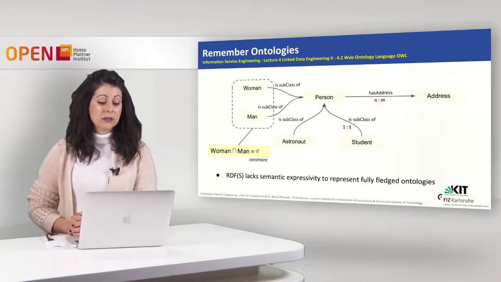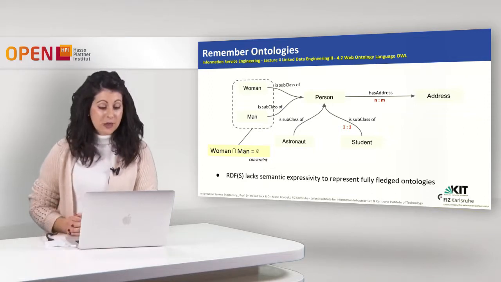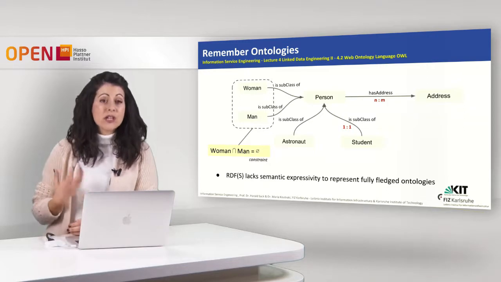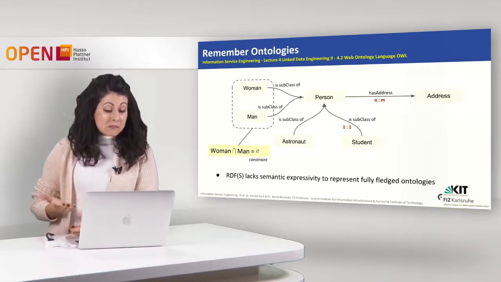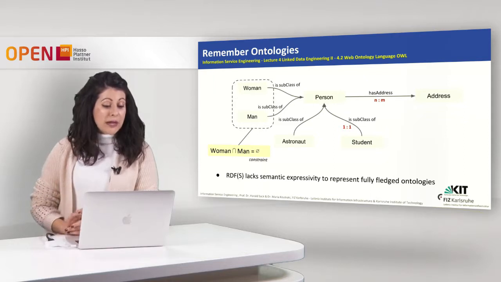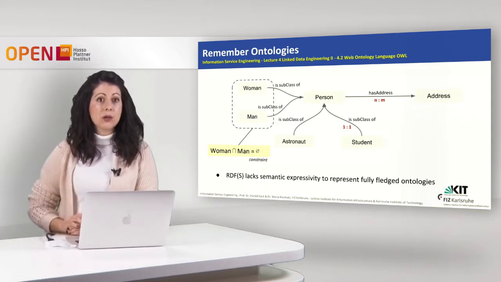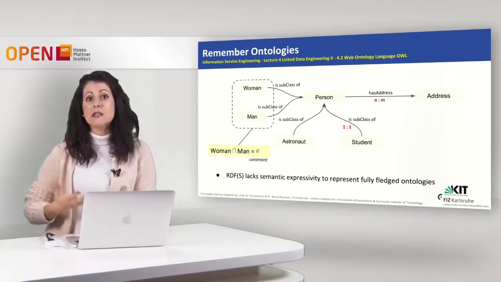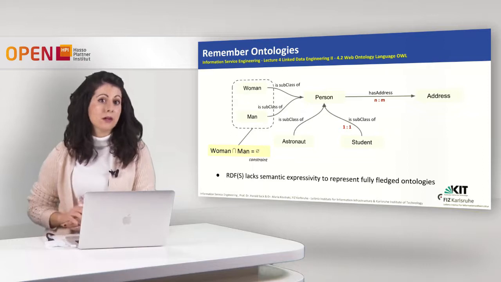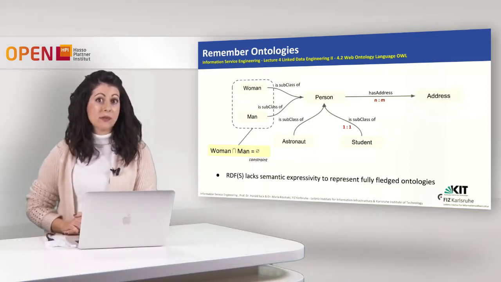This is what we can also describe with what we have learned up to now, which is RDF and RDFS. But what if we want to enrich this ontology by including some constraints? For example, we want to make sure that Woman and Man, those 2 classes, are disjoint, meaning that if there is an instance of type Woman, it cannot be a Man at the same time.